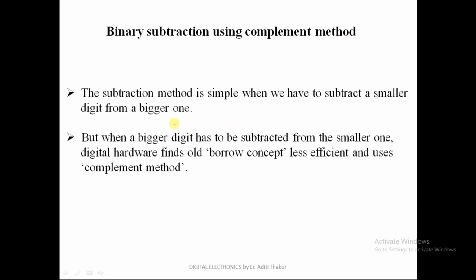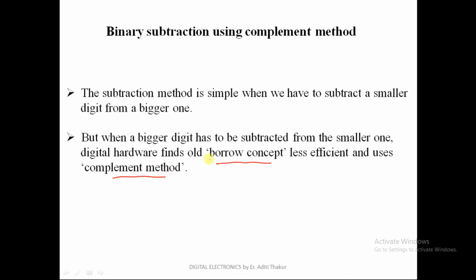Binary subtraction is simple when we have to subtract a smaller digit from a bigger one. That means when our minuend is greater and the subtrahend is smaller, then the subtraction is easy. But when the bigger digit has to be subtracted from the smaller one, the digital hardware finds the old borrow concept less efficient and uses the complement method.